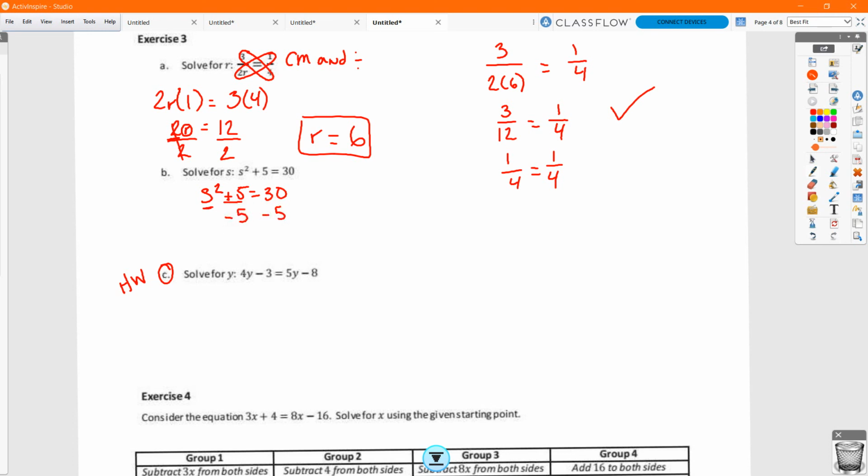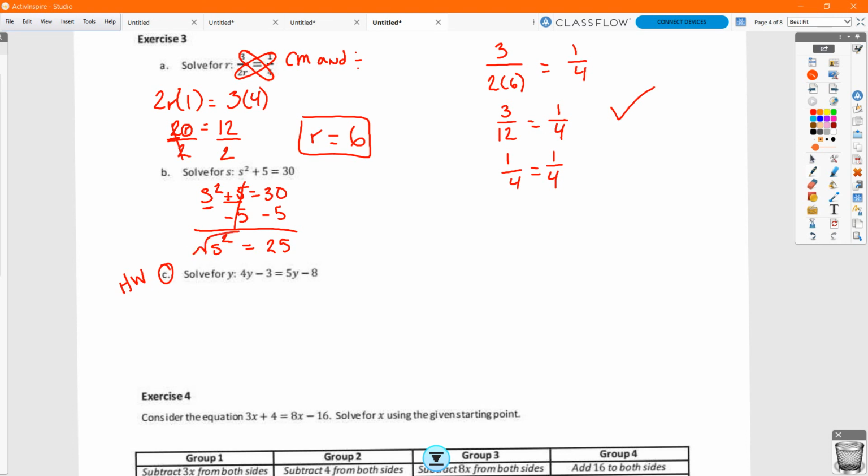Okay, this maintains balance. 5 minus 5 is 0. 30 minus 5 is 25. So now I have S squared equals 25. Now, we talked about this yesterday. When you get a square, you have to do what? Right. You have to do the square root of both sides.